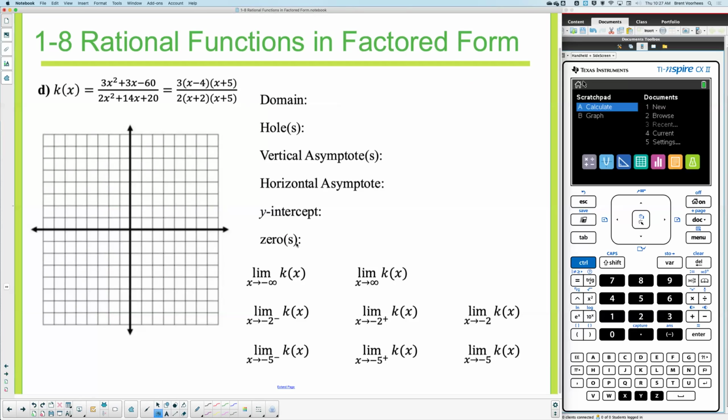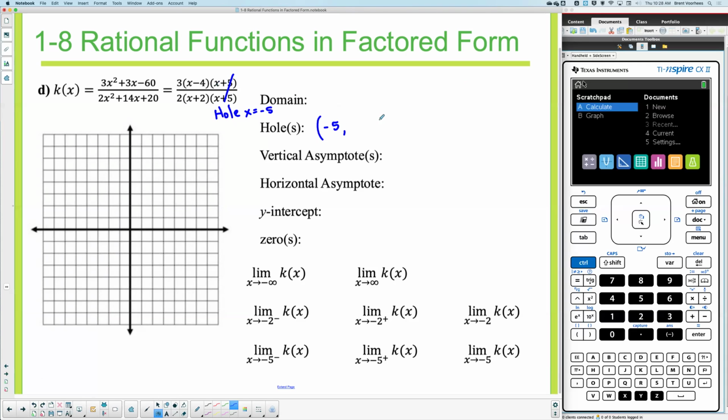Part D. How do you start off? You guide me through this. You've seen me do this now a number of times. See if anything crosses out. Does anything cross out? Yes, x plus 5. What do you call something that crosses out? That is a hole. Good. That'll be at what x value? -5.